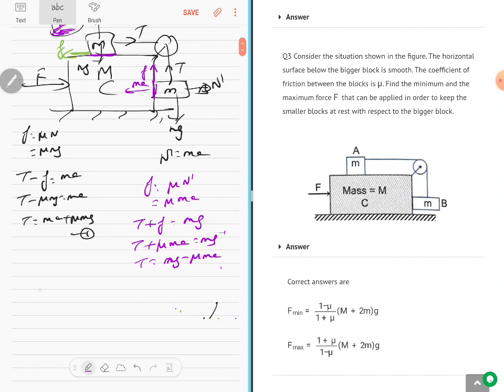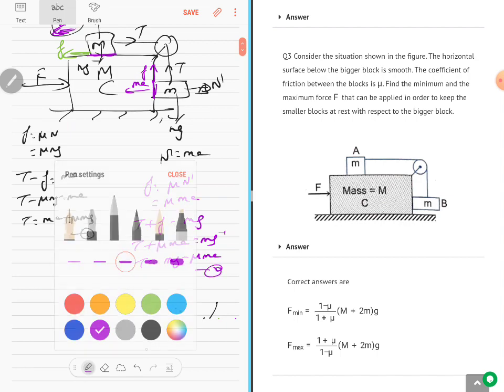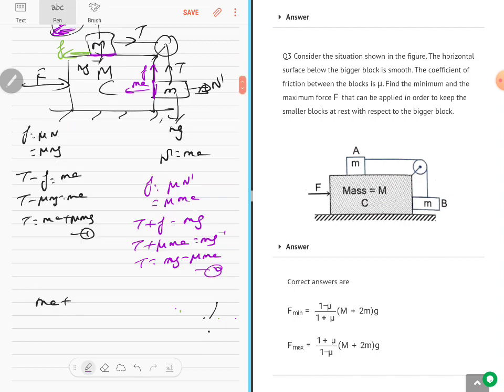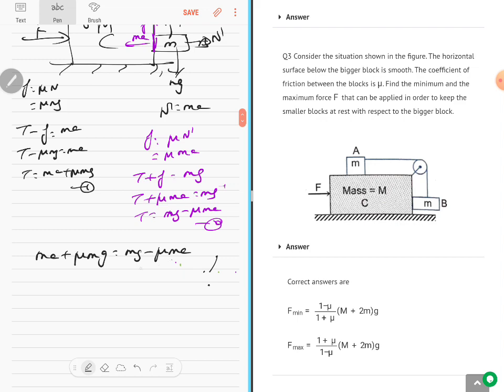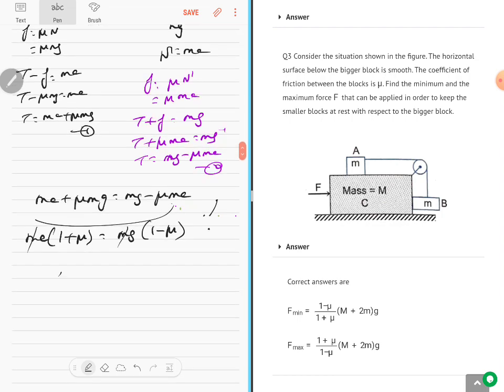So then you can equate both the tensions. So thus you get ma plus mu mg is equal to mg minus mu ma. So then consolidating ma and ma, you get ma into 1 plus mu is equal to mg into 1 minus mu. So you get m and m getting cancelled. A is equal to g into (1 minus mu) by (1 plus mu). So this will be the acceleration.